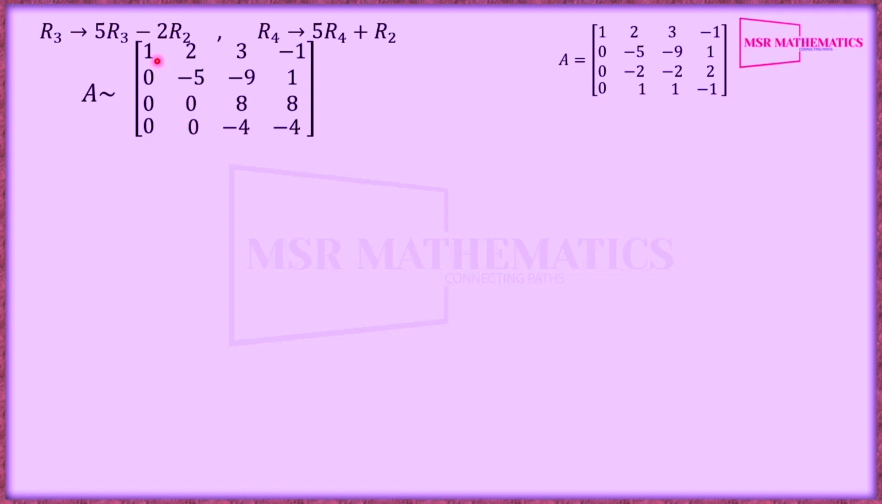Next step, here in the first row we have unity element. In the second row there is no unity element. Further, to achieve this value as 1. And in the third row you have 8 and 8. Here also we have to achieve the leading entry must be 1. Here also we have to achieve the leading entry must be 1.